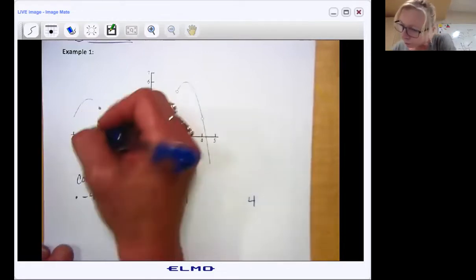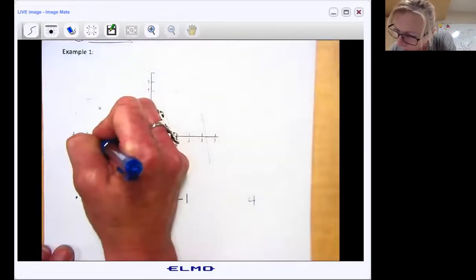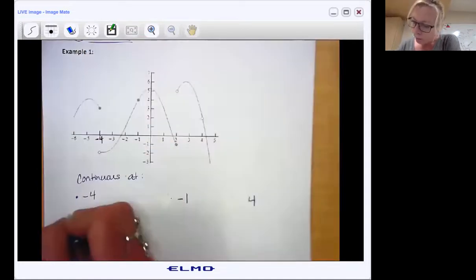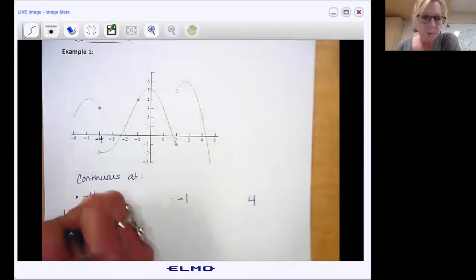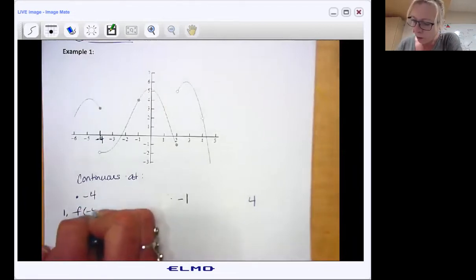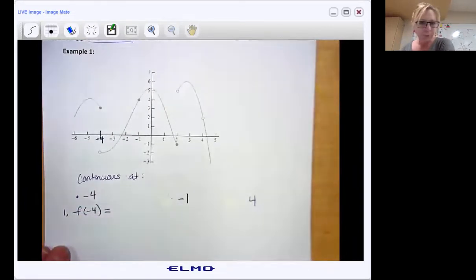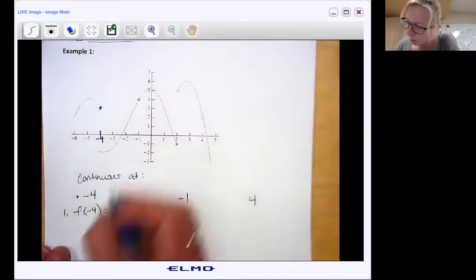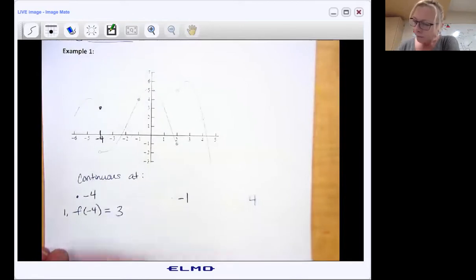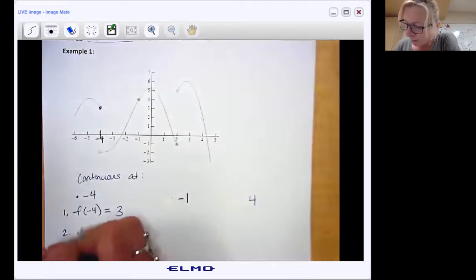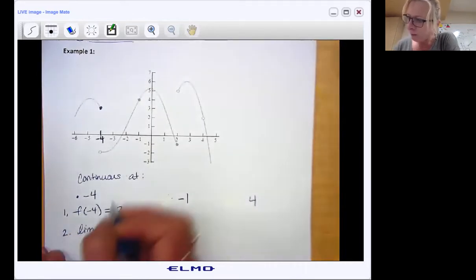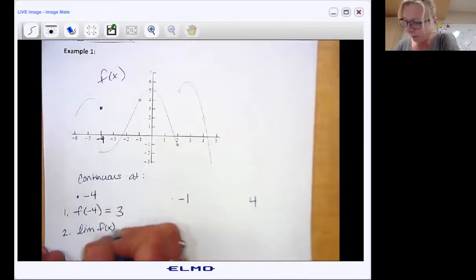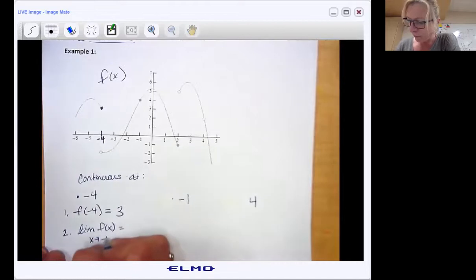So the first value we're going to look at is -4, right here. So I'm going to go ahead and go in this order. So condition 1, f of -4. Does it exist? Yes, it does. It exists at this point here, which happens to be 3. Does the limit, let's call this function f of x, exist as x approaches -4?